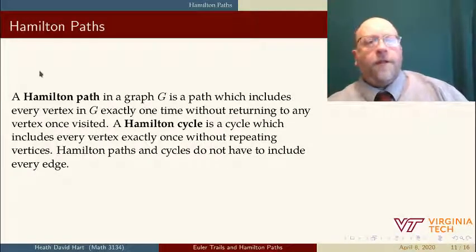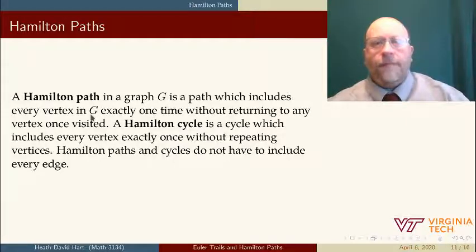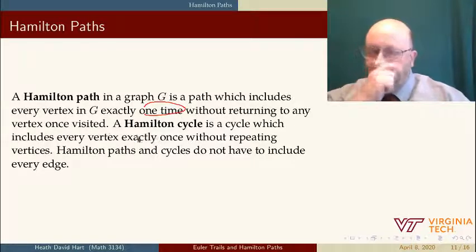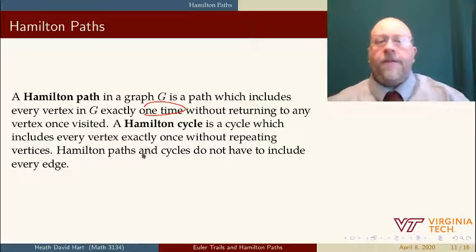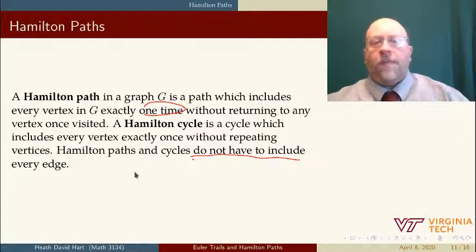So let's move on. A Hamilton path in a graph is a path that includes every vertex in G exactly one time without returning to any of the vertices we once visited. So the goal here is not to use every edge, it's to use every vertex exactly once. A Hamilton cycle does all of this and comes back to its starting point. We do not have to include every edge. The goal is just to hit every vertex.